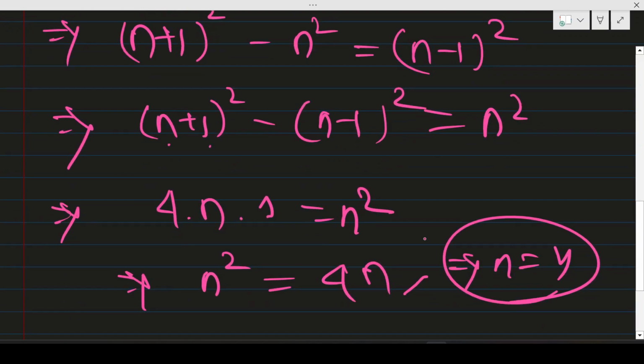Now we are just solving this: (n plus 1) whole square minus (n minus 1) whole square equal to n square. Now (a plus b) whole square minus (a minus b) whole square equal to 4ab. So 4 into n into 1 equal to n square. Now n square equal to 4n, so n equal to 4.